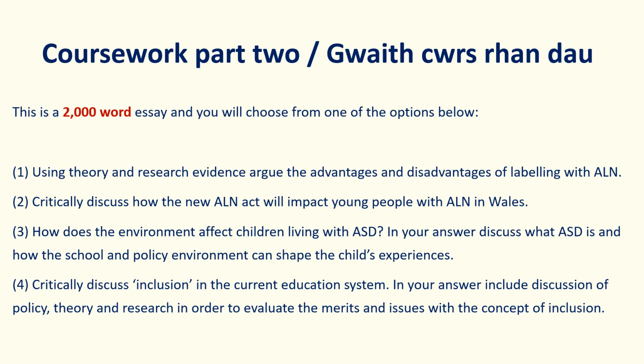The second piece of coursework then, part 2, again is a 2,000-word piece of work, and this time it's an academic essay, and you will choose from one of the 4 options below. Option 1 will be to use theory and research evidence to argue the advantages and disadvantages of labelling students with an ALN. So is there an advantage, for example, of labelling a student as being dyslexic?